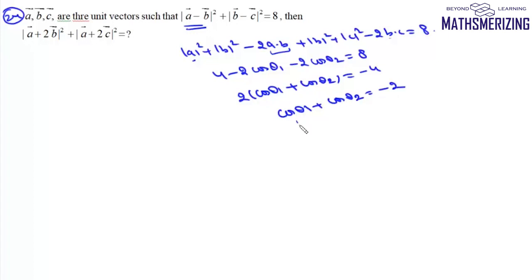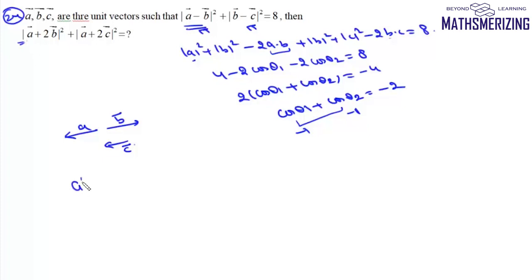Now sum of cos theta 1 plus cos theta 2 can be minus 2 only when cos theta 1 is minus 1 and cos theta 2 is also minus 1. So that means angle between A and B is pi, and angle between B and C is also pi. A and B, they are anti-parallel, and B and C, they are also anti-parallel. That means A and C, they are parallel. Now we need to find this value.